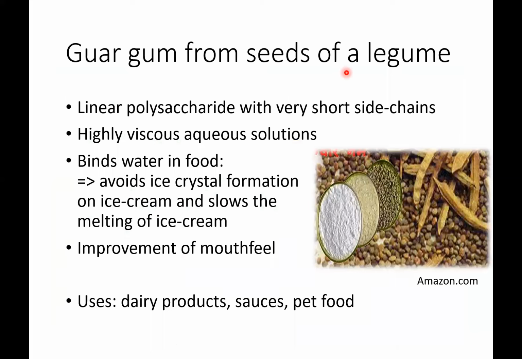Guar gum is obtained from a seed. This here is from Amazon, which I think is funny. You can order it on Amazon. It binds water in food, avoids ice crystal formation in ice cream, so you don't have the water sitting on top of the ice cream. It's used a lot in dairy products and pet food.